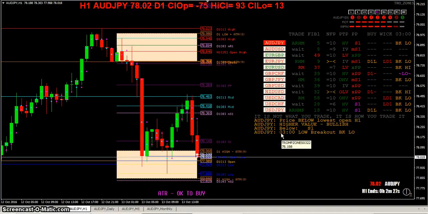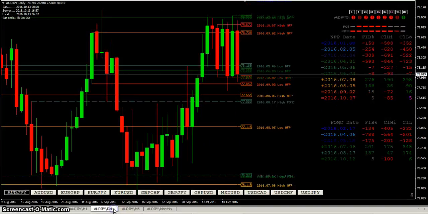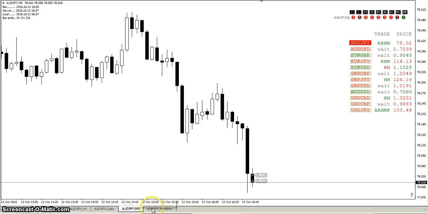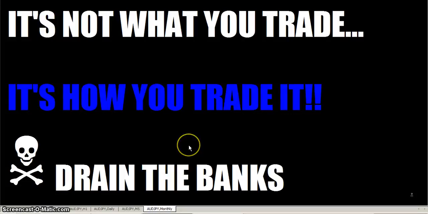So, fellow traders, I hope that gives you an idea how to use the indicator, because it's not what you trade, it's how you trade it.